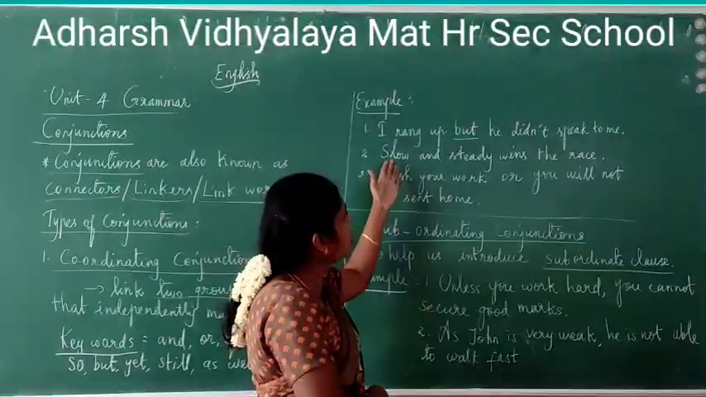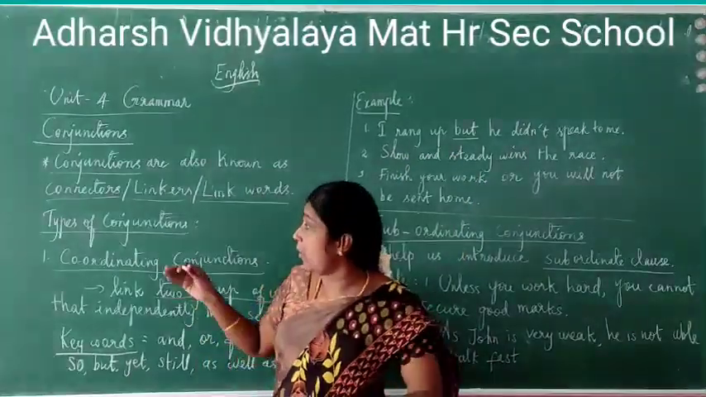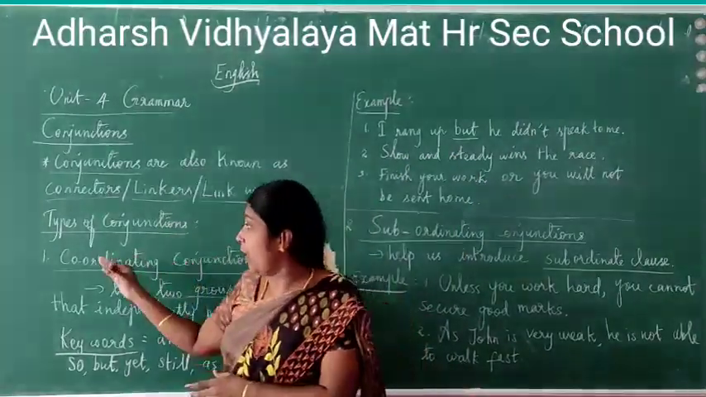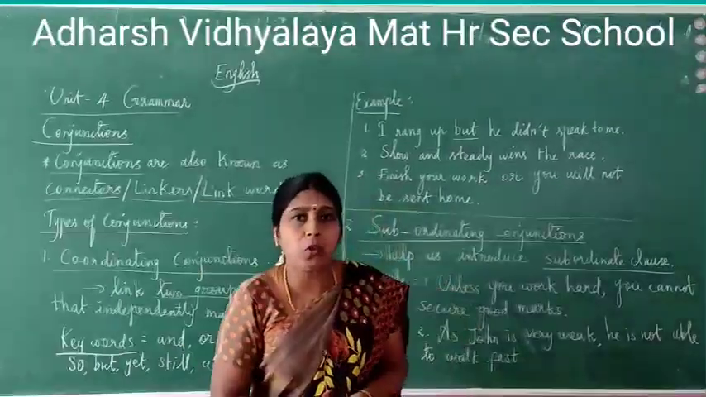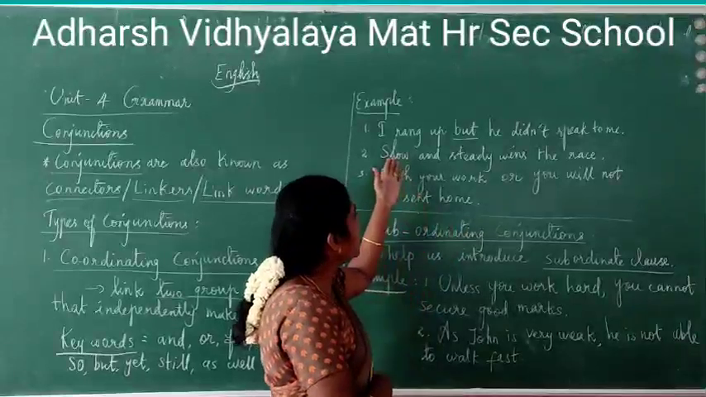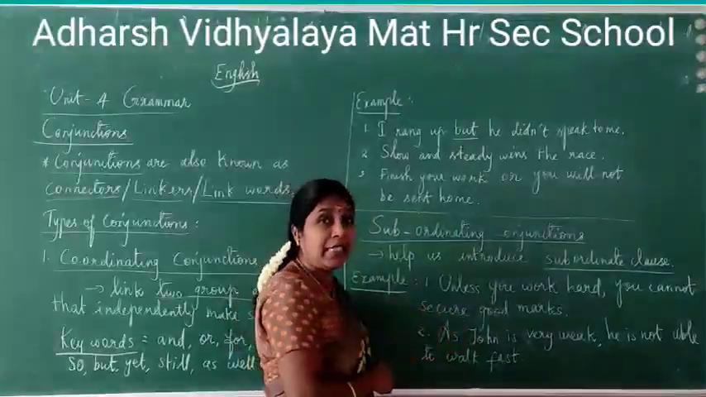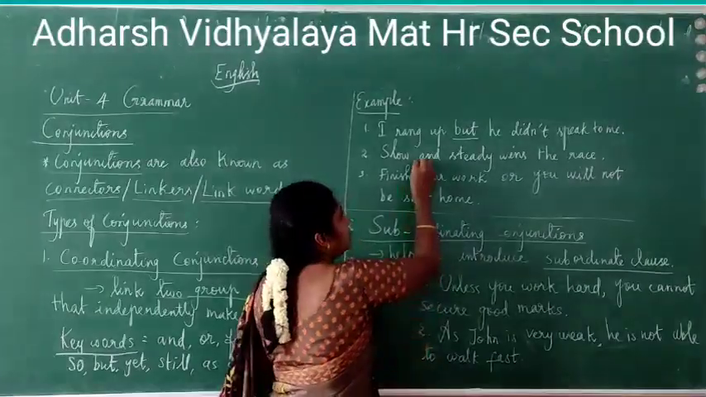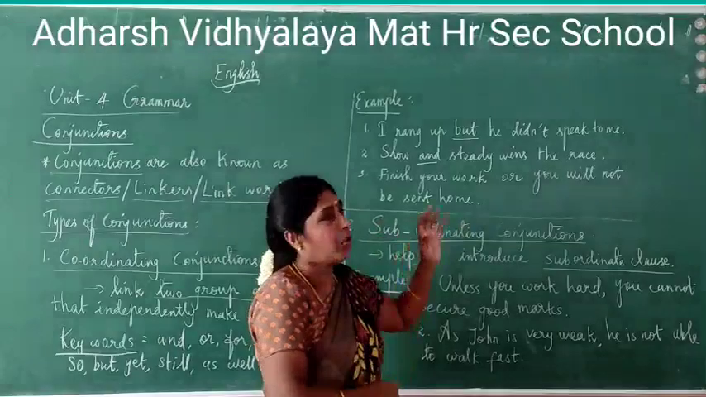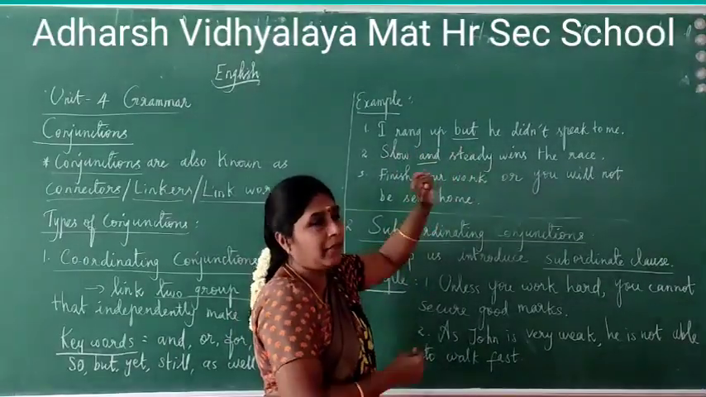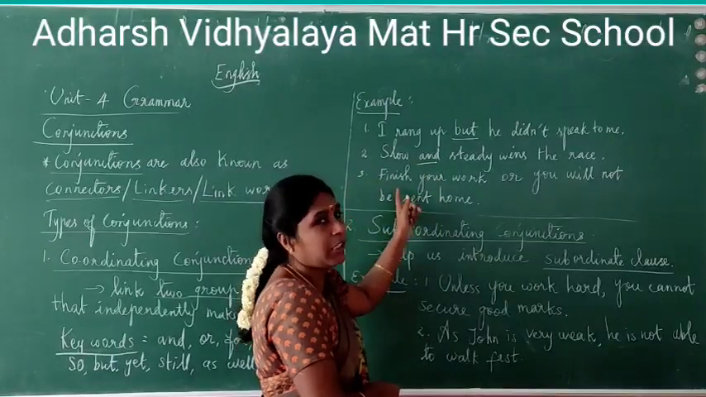See the second sentence, slow and steady wins the race. Before that, what is the definition for coordinating conjunction? Link two groups of words. Here, slow and steady wins the race. It is a proverb. Here what is the conjunction word? And. This is the conjunction word. So here are two separate meanings, joined by the conjunction word and.